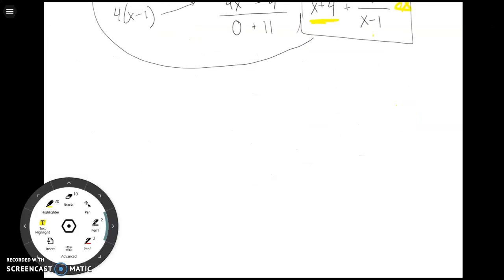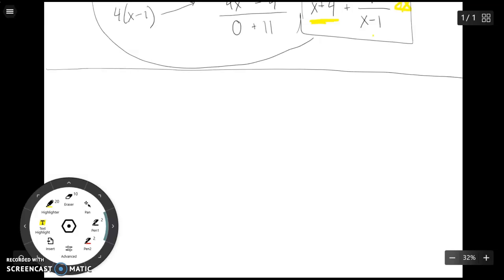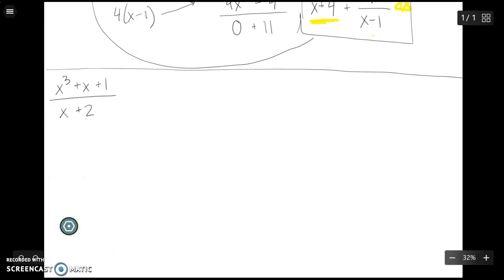Hopefully I left myself enough room to do it down here. So we are going to do this one, x cubed plus x plus 1 divided by x plus 2. One thing before I do this example, I know that this kind of fraction of polynomials, where you have a polynomial on the top and a polynomial on the bottom, can be kind of scary to look at.